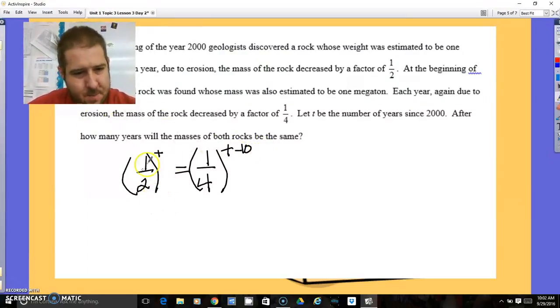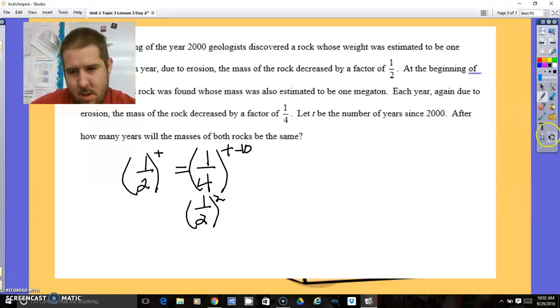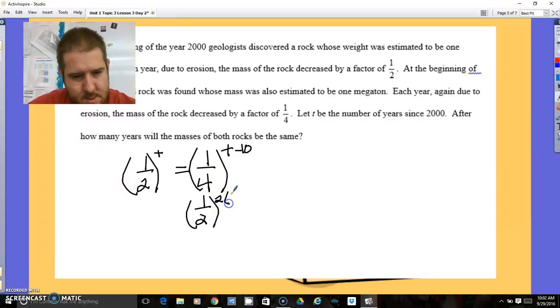All right, so we need to make 1/4 the same as 1/2. So 1/4 is really 1/2 squared. Okay, and I really should not have written it like that, but that'll do. To the t minus 10 power. This is 1/2 also to the t power.